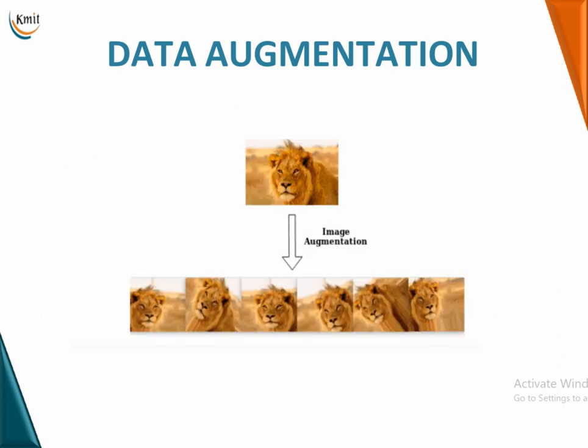Specifically, in image augmentation, you can see that the same image can be used in multiple ways, where you are adding certain hues, certain brightness, certain saturation, clockwise, anti-clockwise, cropping, zooming, all of these techniques, and you can augment one single image into so many other images. So that was about image augmentation.